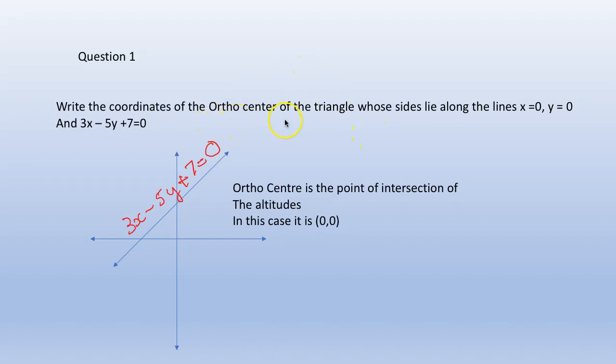Write the coordinates of the orthocenter of the triangle whose sides lie along the lines x equal to 0, y equal to 0 and 3x minus 5y plus 7 equal to 0. This is the line x equal to 0, this is y equal to 0, and this is 3x minus 5y plus 7 equal to 0. Now orthocenter is the point of intersection of the altitudes, and in this case for a right angle triangle the orthocenter will be at the right angle. So the orthocenter is 0, 0.